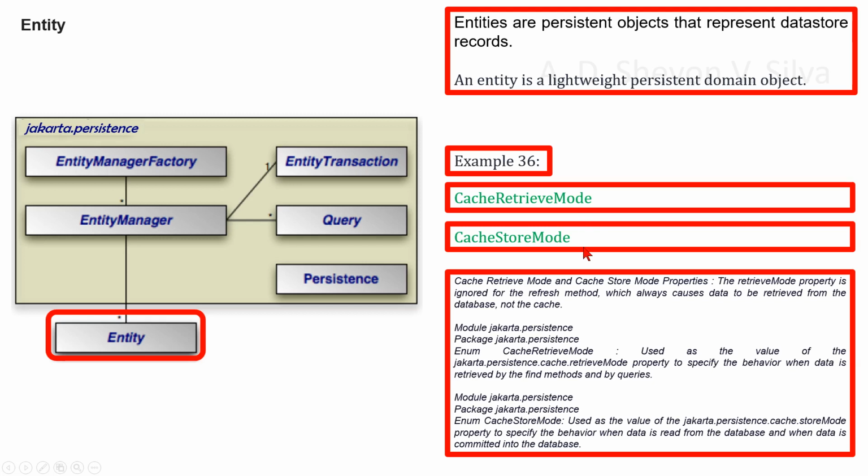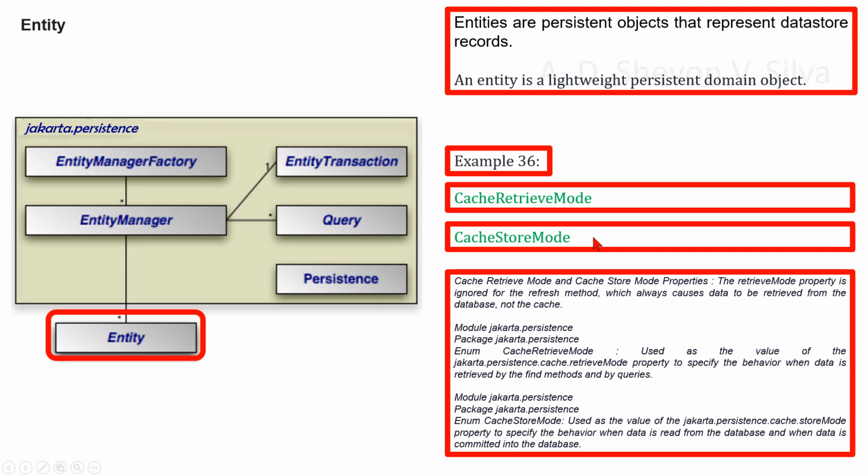The enum CacheStoreMode, in package jakarta.persistence in module jakarta.persistence, is used as the value for the jakarta.persistence.cache.storeMode property to specify the behavior when data is read from the database and when data is committed to the database. The cache retrieve mode and cache store mode properties may be specified at the level of the persistence context by means of the EntityManager setProperty method. These properties may be specified for the EntityManager find and refresh methods and the Query, TypedQuery, and StoredProcedureQuery setHint methods.